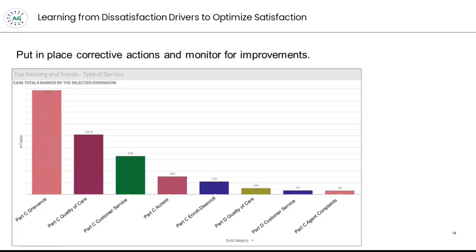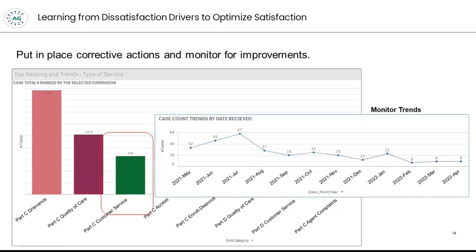And then the hard part, or the actionable part, is, now that we understand where those pain points are, what kind of initiatives can we put in place that we could then monitor on an ongoing basis, right?